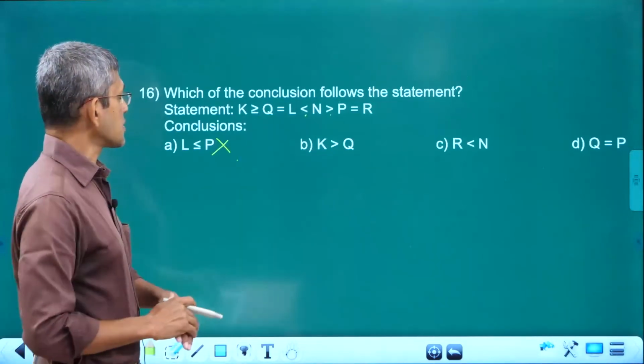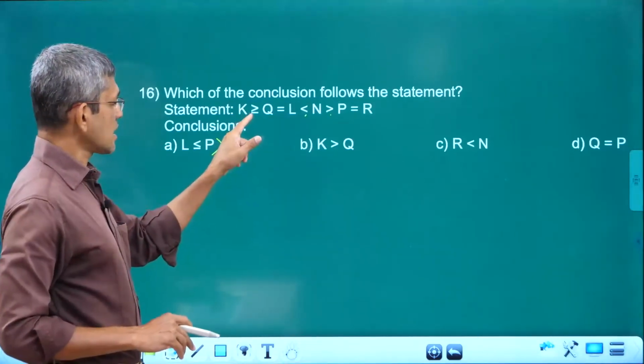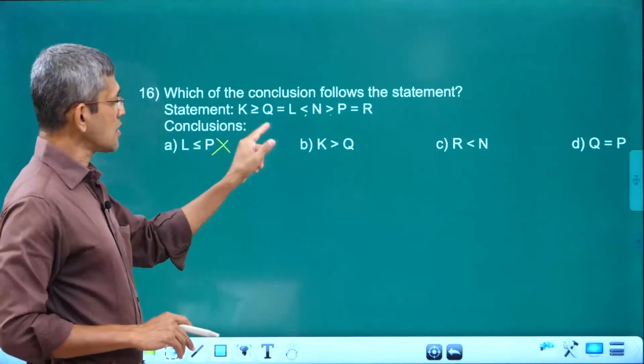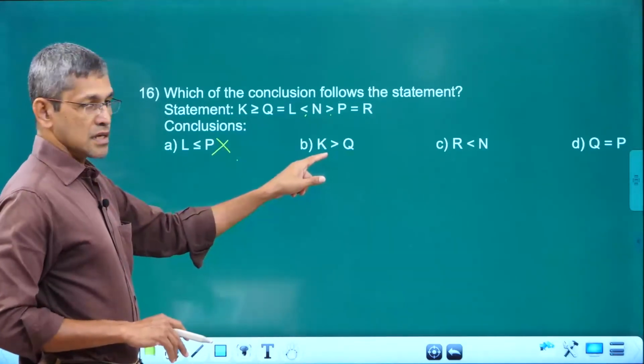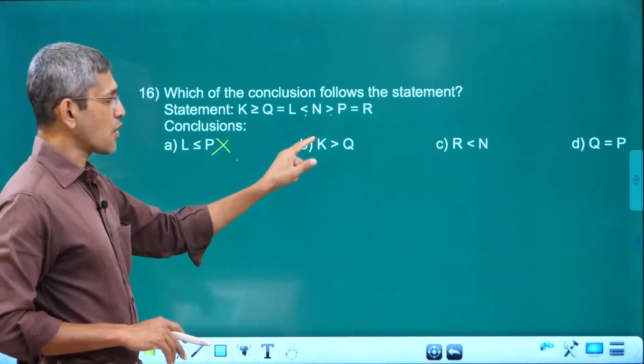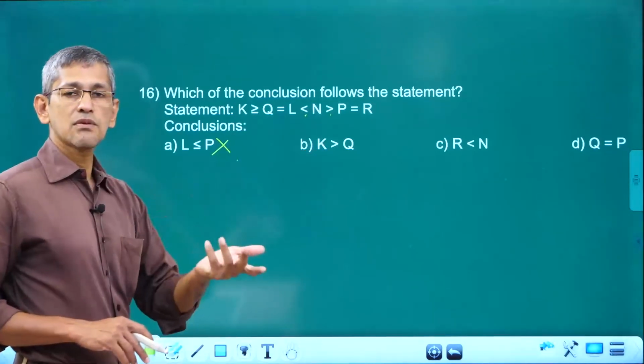Now K is greater than Q. Well, it is given as K is greater than or equal to Q. That means K is greater than Q always is not correct. Sometimes K could be equal to Q as well.